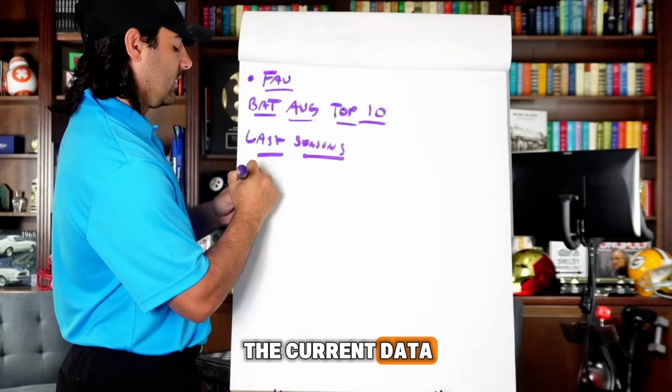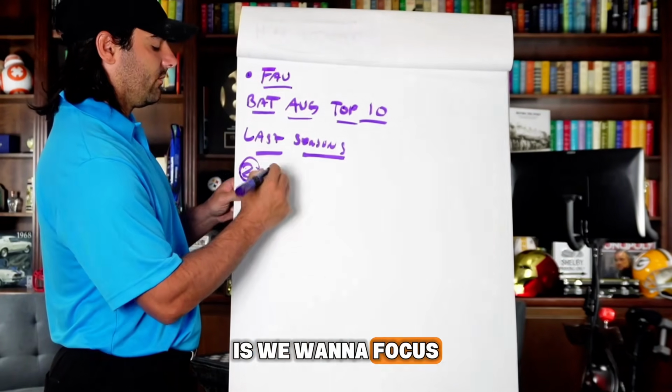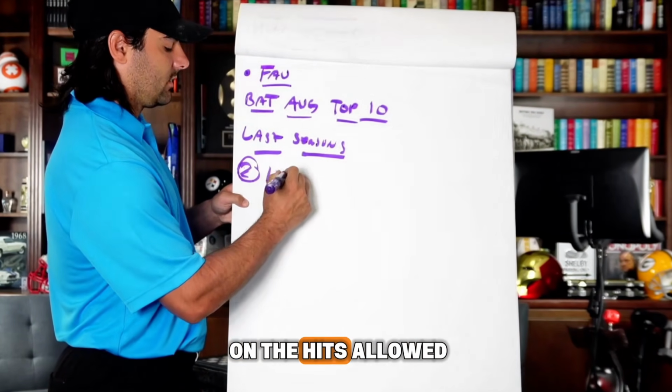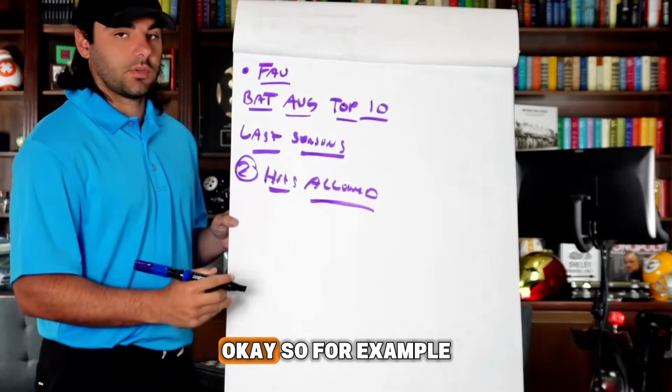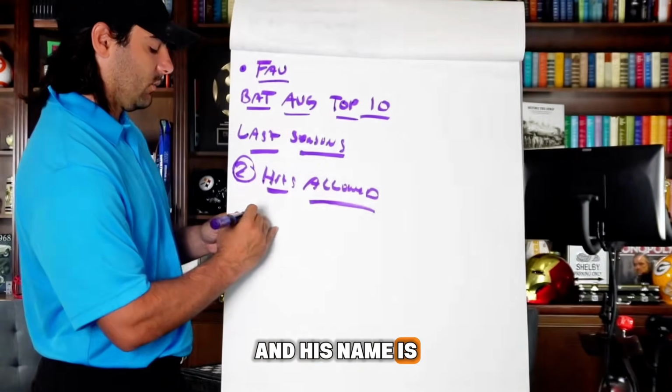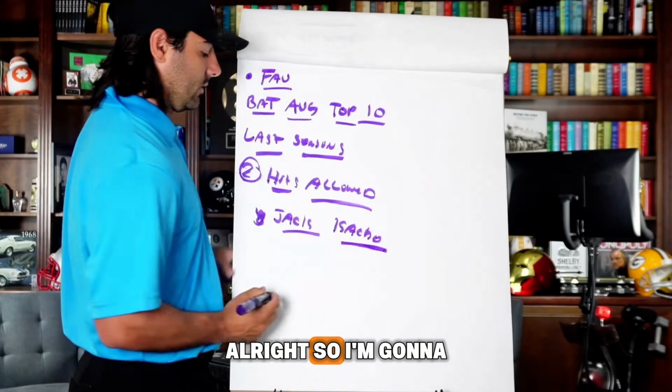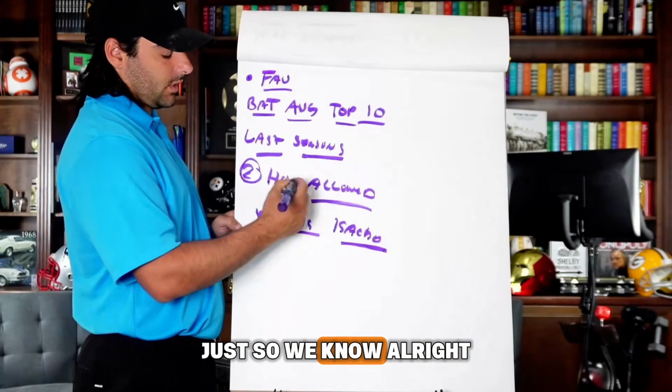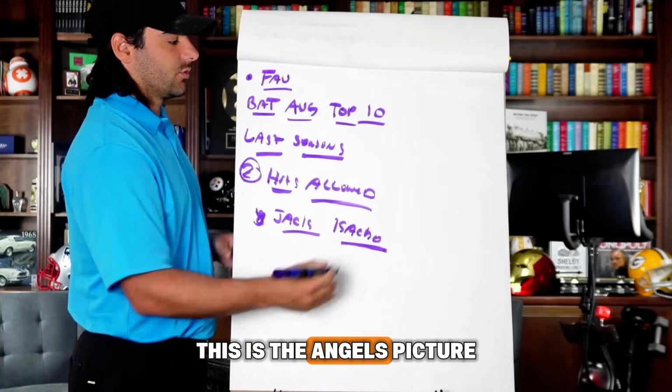So you use last season's data, and if you're in the middle of the current season, then you can use the current data. The next step is to focus on the hits allowed by that pitcher. For example, we're using the Angels pitcher here, and his name is Jack Witch. I'm not going to put his whole name, just so we know, but that's who we're focused on. This is the Angels pitcher.